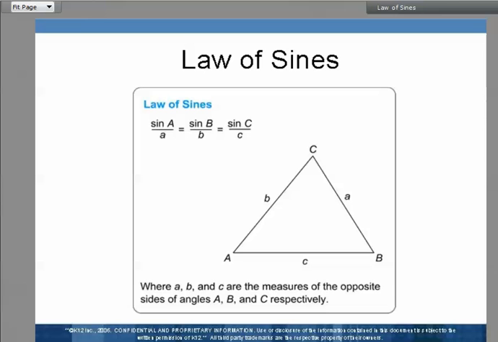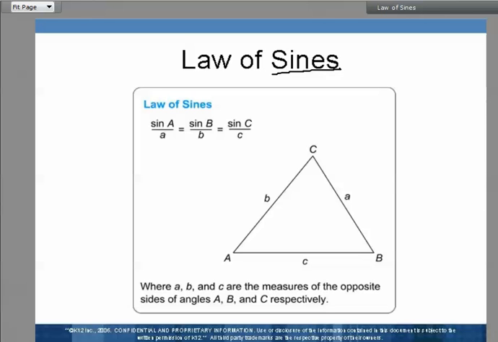Wow, that looks difficult, Mr. Greene. Not difficult at all. When we're talking about the sine, the cosine, and the tangent, we've been talking about 90-degree angles. We've been talking about right triangles. But I want you to know that they found out that the sine was not necessarily restricted to 90-degree angles.